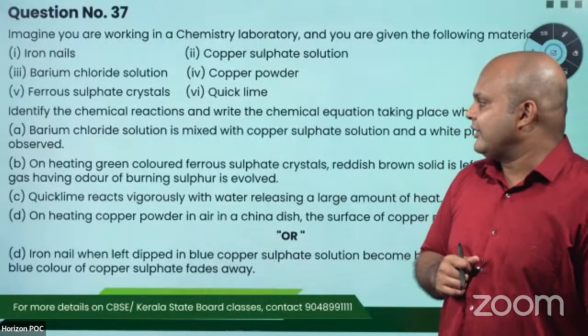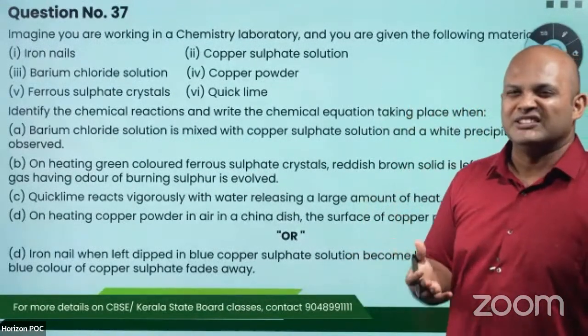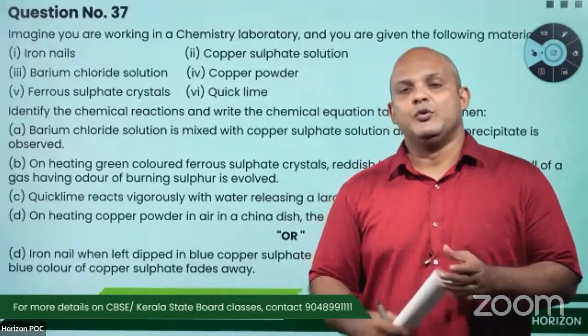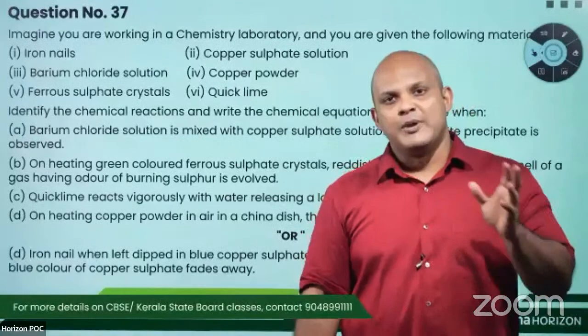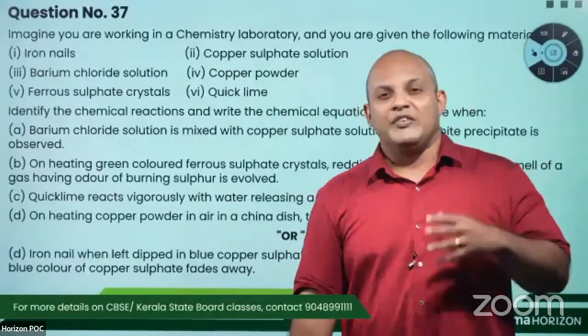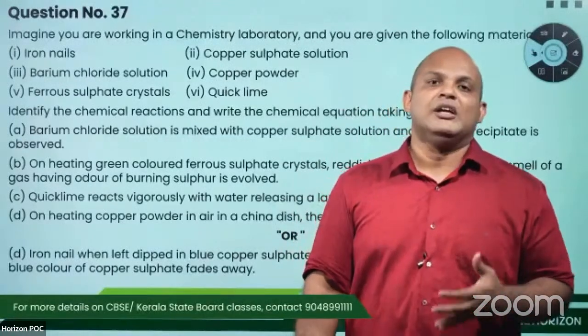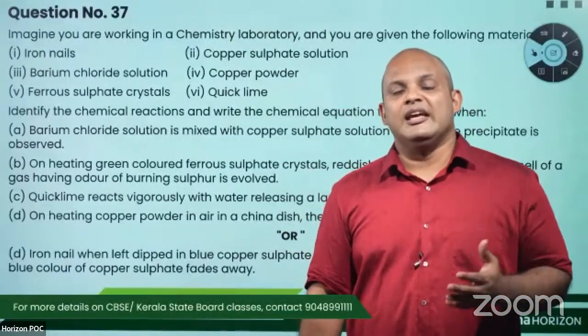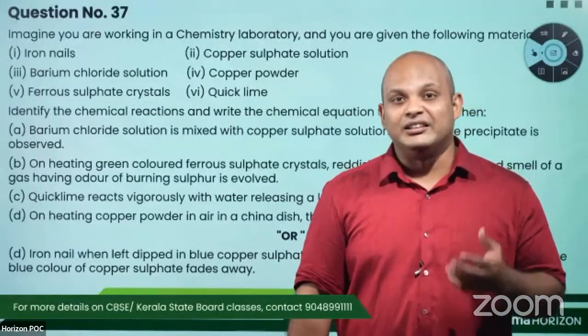Next one, quicklime reacts vigorously with water, releasing a large amount of heat. So this is a very famous reaction. If you take quicklime, CaO, calcium oxide, and you mix it with water, it is a very aggressive, energetic reaction. The water will start boiling to a high temperature, and this will produce Ca(OH)2, that is calcium hydroxide or slaked lime.